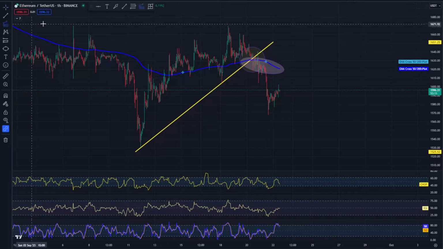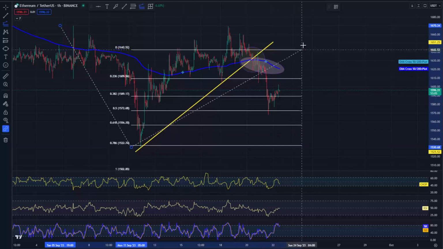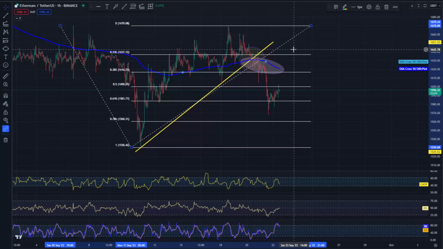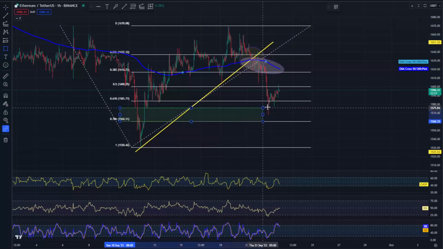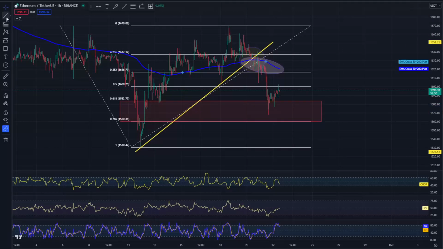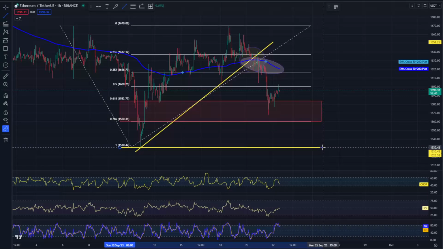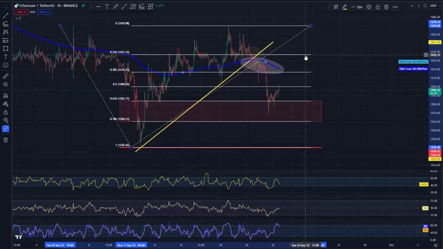Now let's move on to marking the support places. We will use the trend-based fib extension tool to mark supports. And as you can see, first we can mark the support zone from $1,583 to $1,560. But if we fall below this zone, we may see a drop to the strong support level of $1,530.